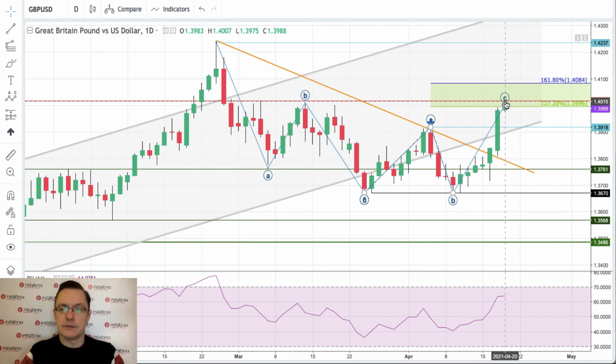All right, so that's not an impulsive move yet. For now, we got only 3 waves. Of course, we can break above 1.4017 and hit 161% of the Fibonacci extension at the level of 1.4084, and it still will be considered as an ABC correction, right? Correction continuation.